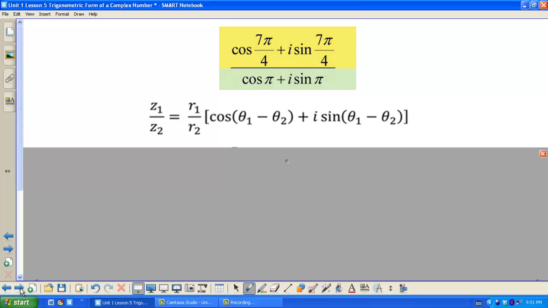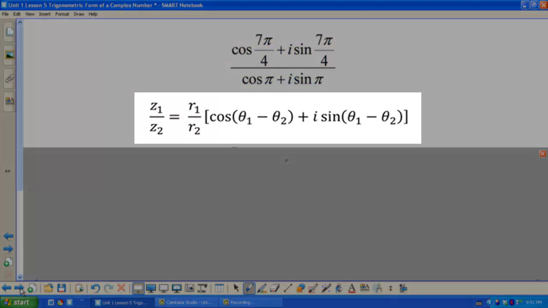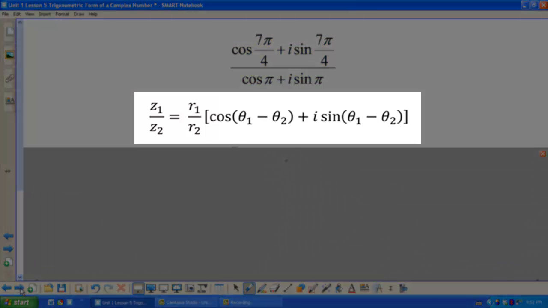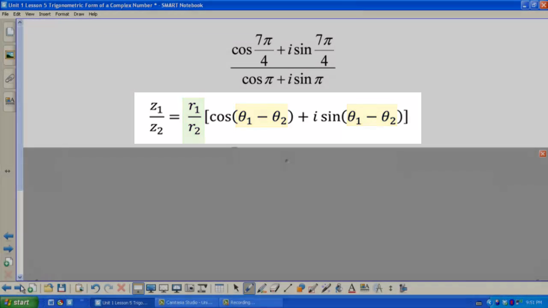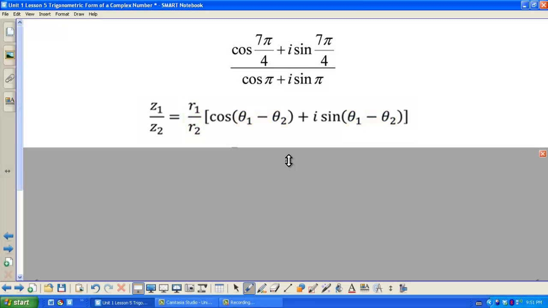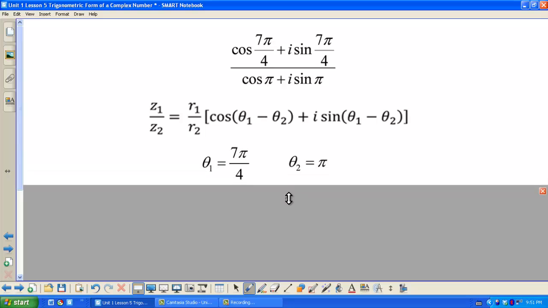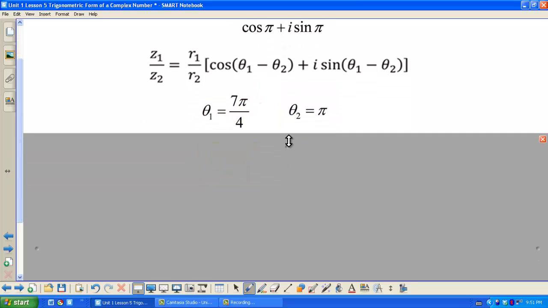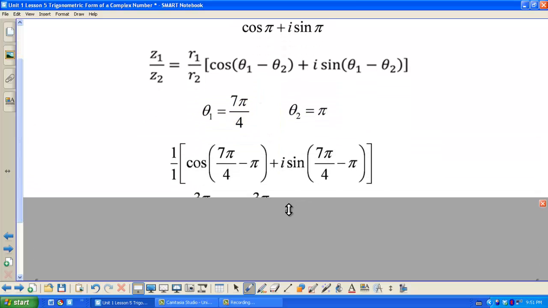So we need to use the rule that when you are dividing complex numbers in trigonometric form, you divide the moduli and subtract the arguments. Again, that's something you even do with exponents. When we divide exponents, we subtract the powers. So with that said, my first argument is going to be 7 pi over 4, and my second argument is going to be pi.